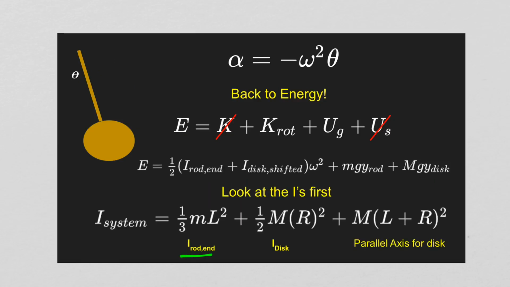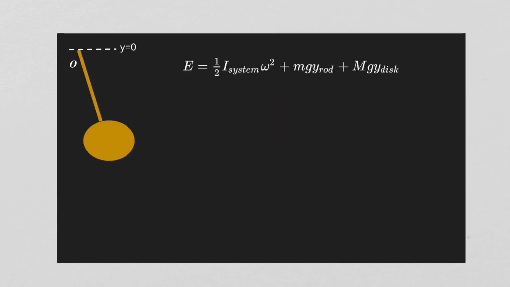So let's look at the I's first. This is a rod rotating about the end. Then we have a disk, but that disk is shifted by this much for its center of mass, so we use parallel axis. And I'm just going to write this as I system, because if you carry all those letters, it gets really hard to see what you're doing. So here we are: I system omega squared, plus mg.